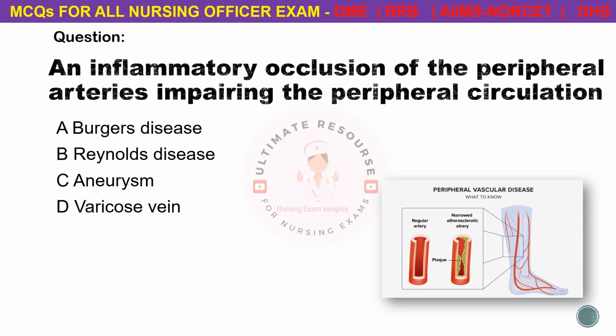An inflammatory occlusion of the peripheral arteries impairing the peripheral circulation. The options are A. Berger's disease, B. Raynaud's disease, C. Aneurysm, D. Varicose vein. The answer is A. Berger's disease.